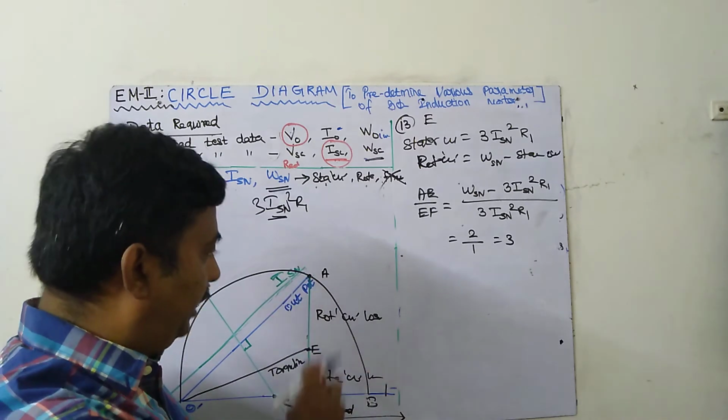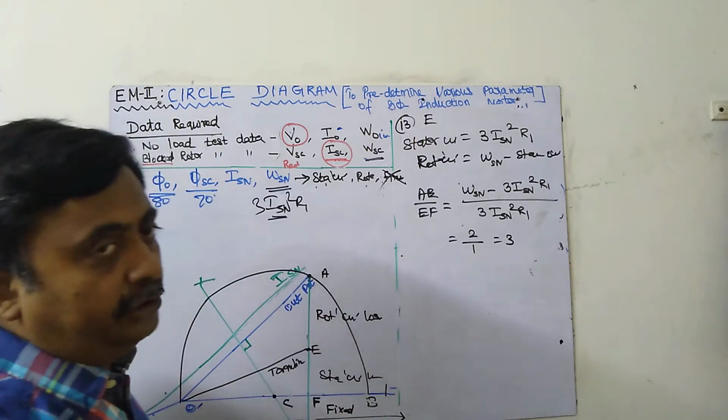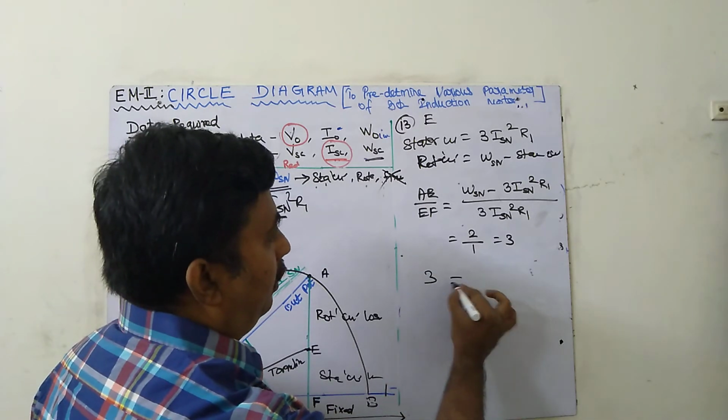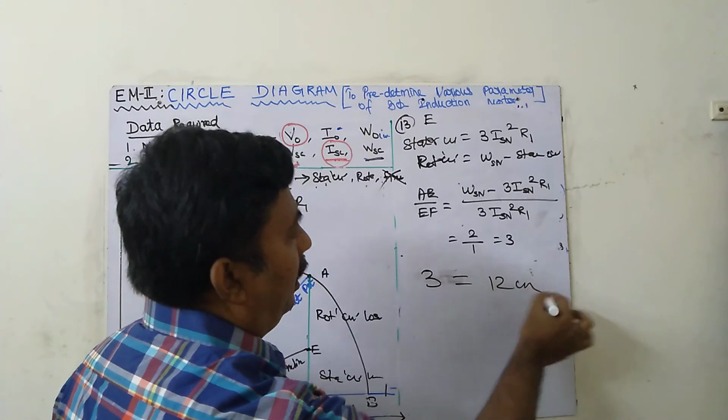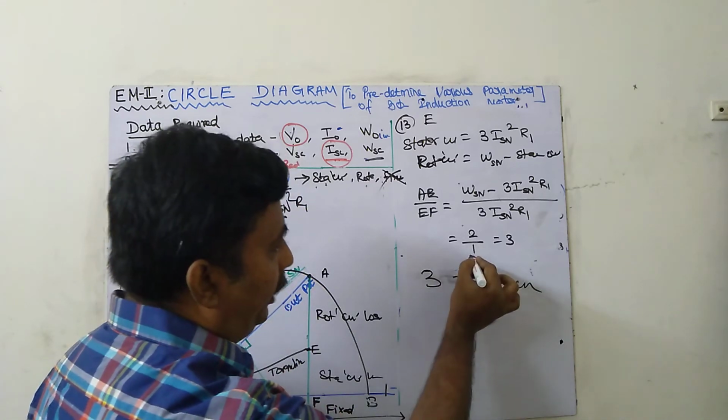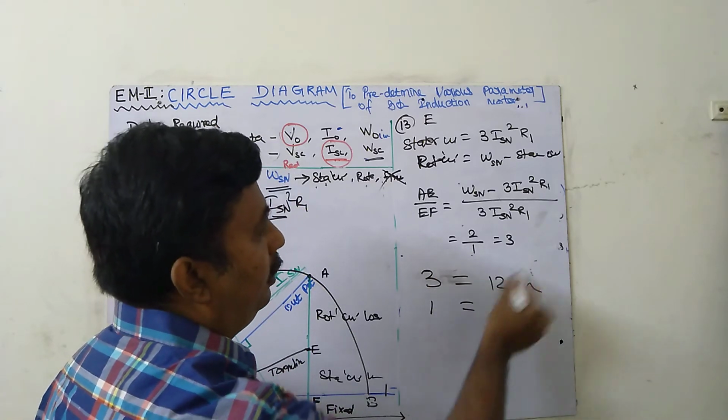Then we have to measure in centimeter. AF you have to measure in centimeter. Both the things you have to equate. 3 unit equal to how much? 12 centimeter. Or how much centimeter are we getting? Then what is the unit? 1 unit I need. 1 unit equal to cross multiply.